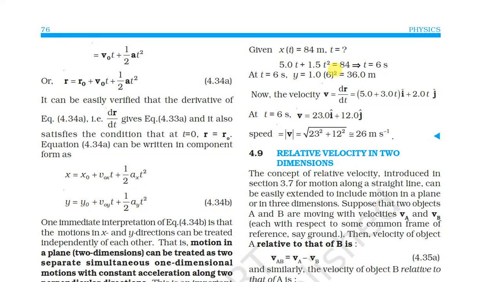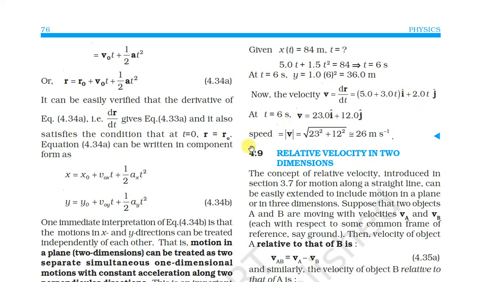So see here, now the velocity v is equal to dr upon dt. The value of r is equal to 5.0 t plus 1.5 t square into i plus 1.0 t square into j cap. So we will get v is equal to dr upon dt, which has two t in the j component, and that's why 1.5 becomes 3.0 for the t in the i component.